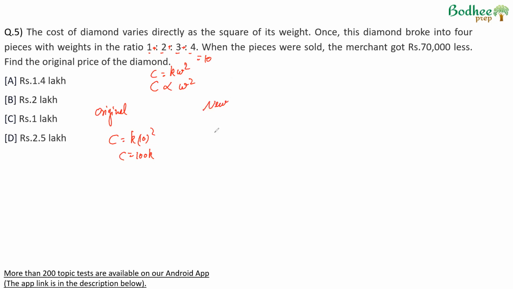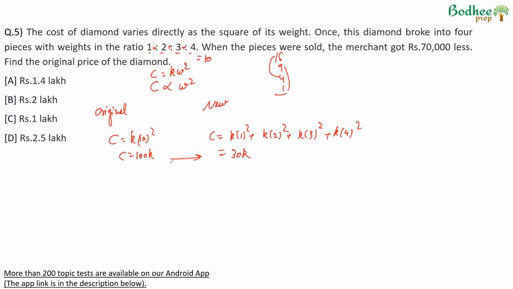There will be four parts. So the cost will be K into W square, K into 1 square for the smaller part, K into 2 square for the second stone, K into 3 square for the third stone, and K into 4 square for the fourth stone. So 1 plus 4 plus 9 is 14, plus 16 is 30K. 16 plus 9 is 25, 4 square, 3 square, 2 square, 1 square, 10, 20, 30, 30K.